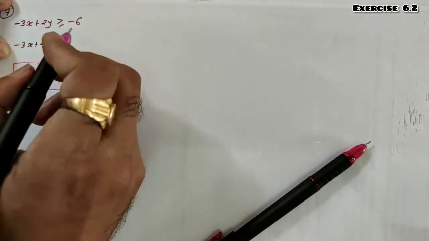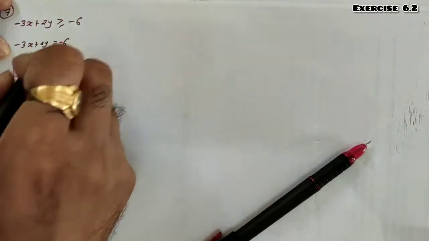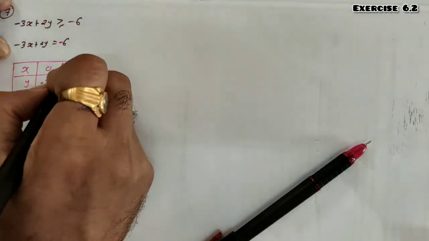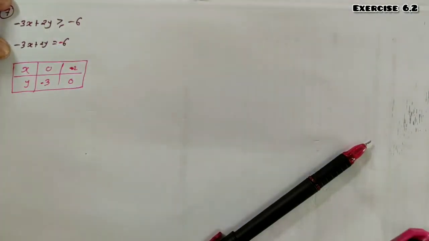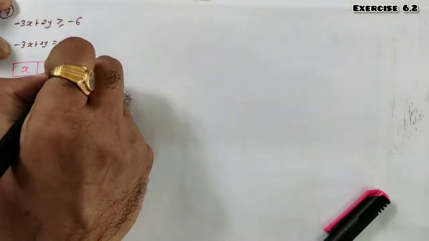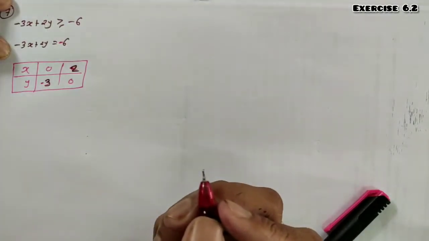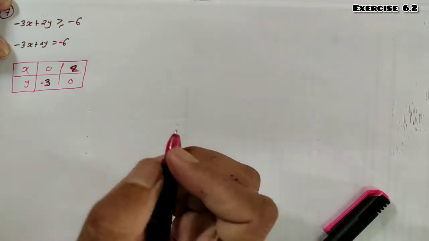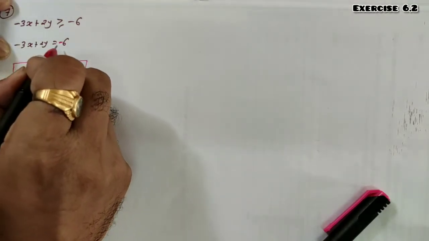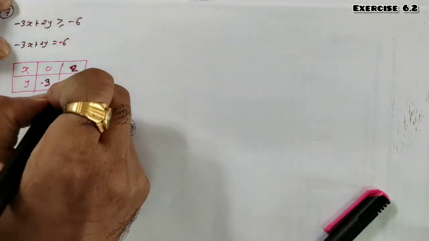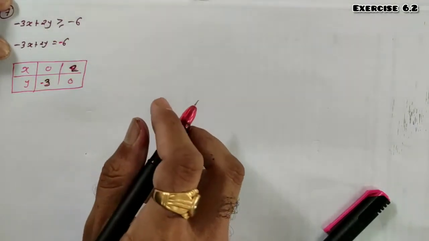Minus 3x plus 2y equals minus 6 is there. Very good. So for x equal to 0, we are getting y as minus 3. And for y equal to 0, we are getting x as 2. No, x is 2. This is 2. And this is minus 3. Done? For x equal to 0, y is minus 3. And for y equal to 0, x is 2.